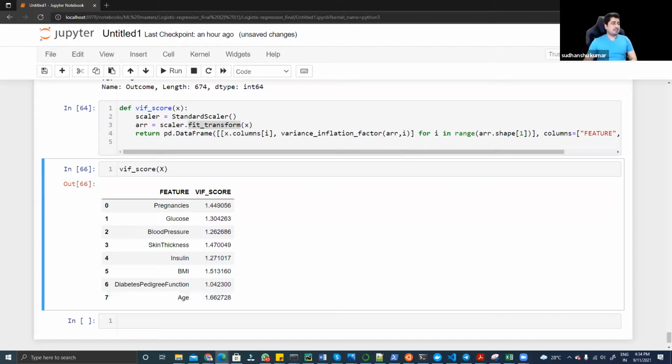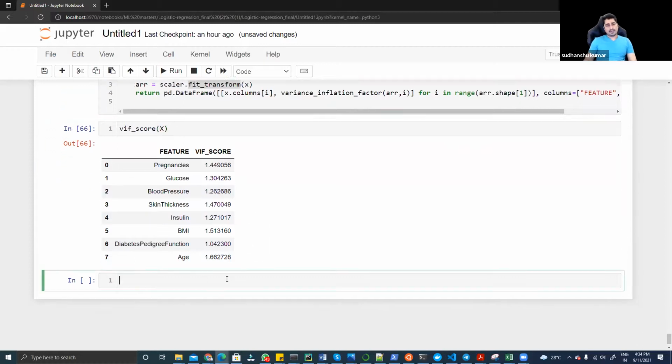Here the VIF score is very low as compared to 10, or even 5. So in that case, maybe I can make a decision that I don't have to remove it, or drop it, right? Okay. Now I can try to do one thing.